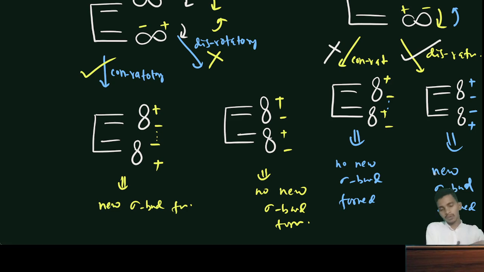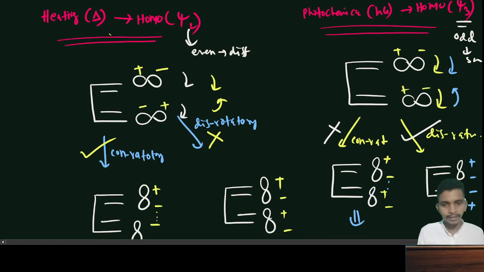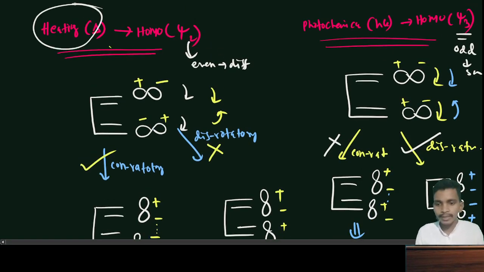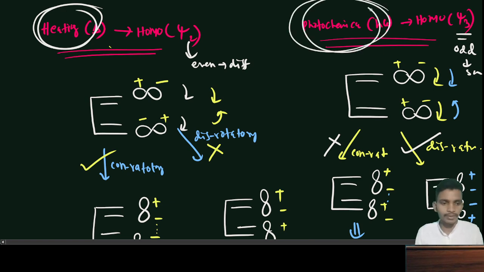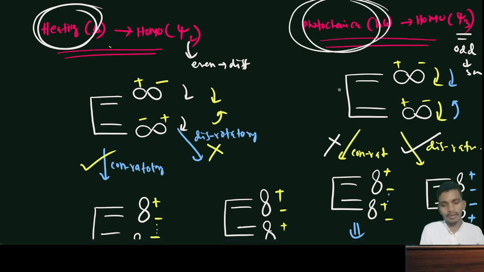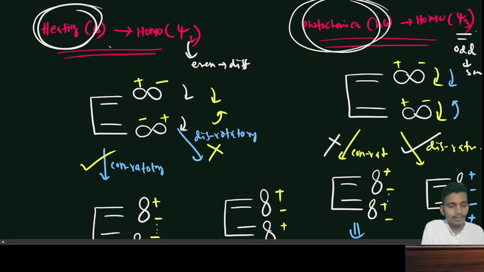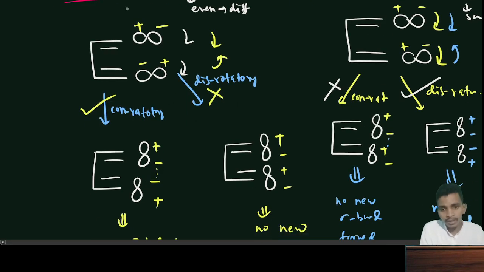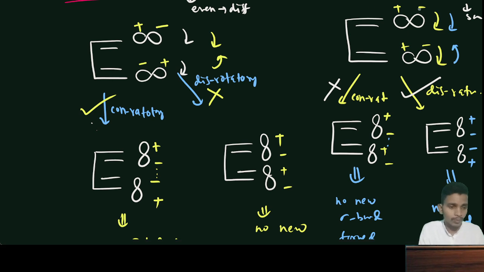So that's what is seen for heating conditions and photochemical conditions. Since under heating and photochemical conditions psi is changing, here psi 2, here psi 3, that's why in heating we get the bonds by conrotatory, whereas under photochemical conditions you get the bonds by disrotatory.